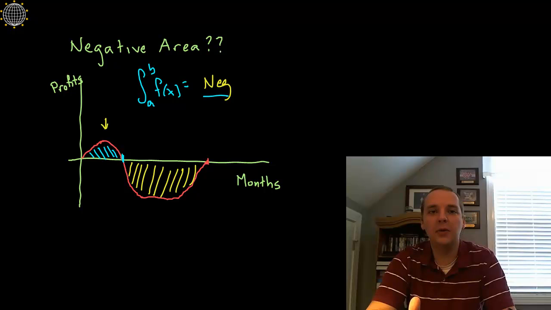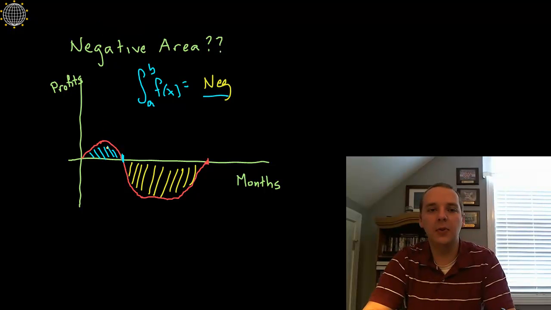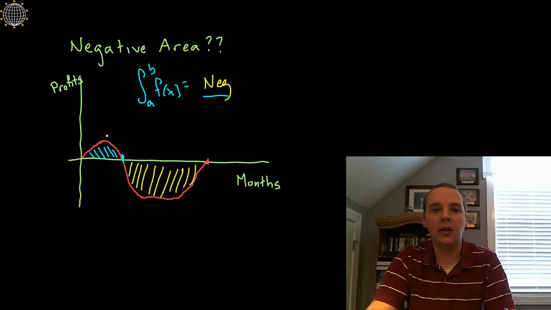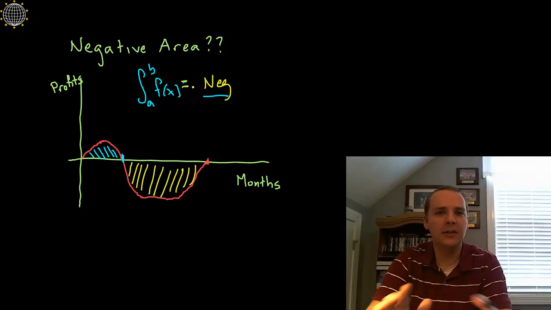So if I were just to make up random numbers here, let's say during the first month or two we made $2,000, but over the next few months we lost $10,000 or something like that. Then the net result would be negative $8,000. And so if you computed the integral from a to b, this would equal negative 8,000, and that makes perfectly good sense in our minds, understanding this from a business perspective.